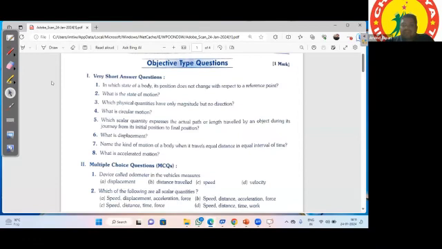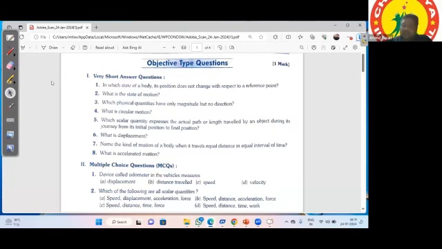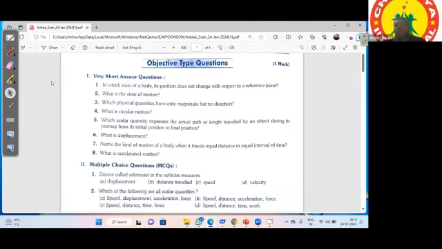Harini, what is an accelerated motion? Sir, if the velocity keeps changing. Yeah, when the velocity of an object changes, then we say that it has an acceleration.